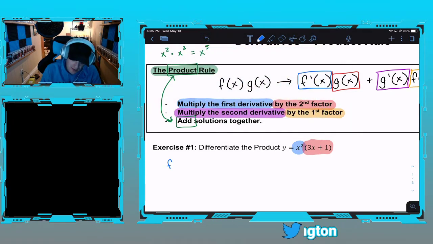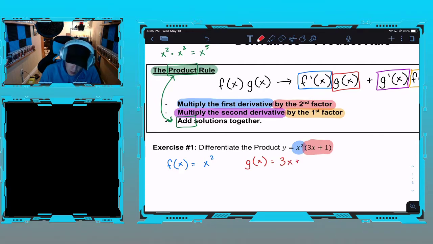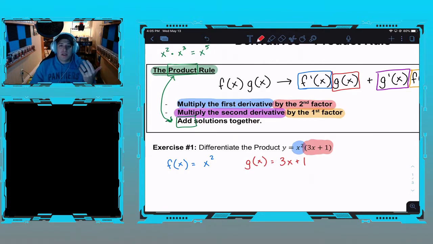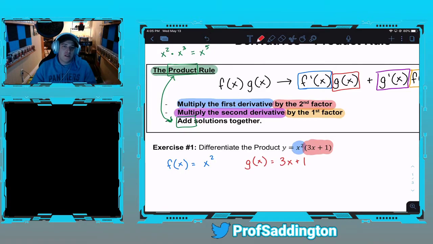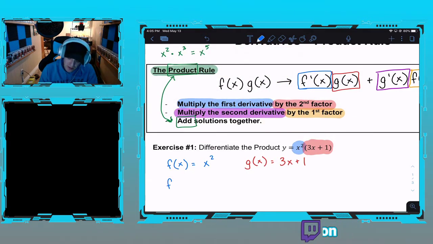I'm going to say f of x is equal to x squared, and then I'm also going to write down g of x is equal to 3x plus 1. So if I were to ask you guys to find the derivative of this, because there's multiplication involved, because we're taking the x squared and multiplying it by the 3x plus 1, what we're going to do is find the derivative of each one of those separately. So on the left side, I'm going to find the derivative for f of x. So I'm going to do f prime of x.